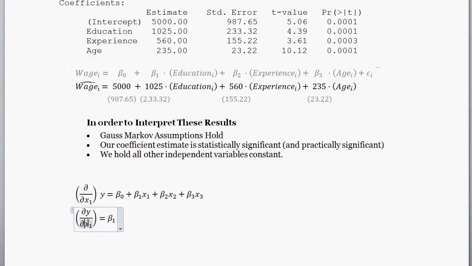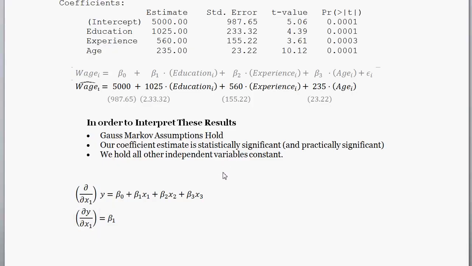What that means is, if we were to change this equation by x1, how do we expect that to change y? If we were to change this equation by 1 unit of x1, we'd expect y to change by beta 1. So if we increase x1 by 1, then y is going to go up by beta 1.